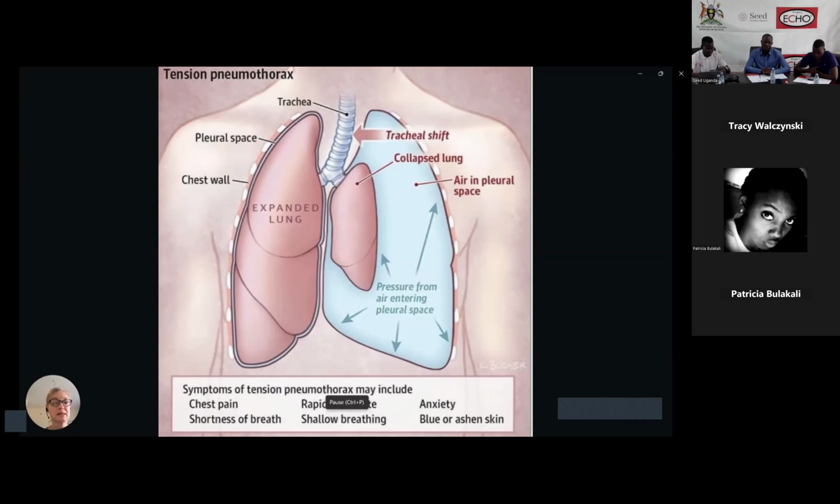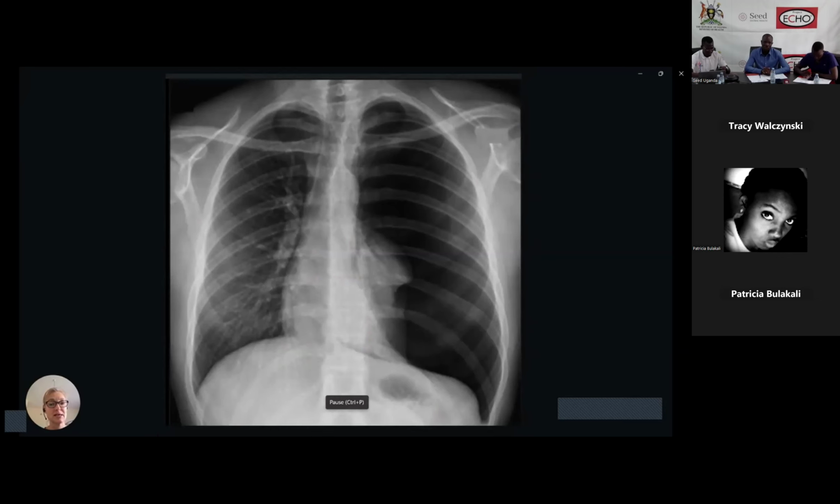You might see something like this on a chest x-ray. So the features here are a shift of the trachea off to the opposite side of the tension pneumothorax. You can see the very prominent right heart border along this whole way. You can see lung markings throughout this side, but no lung markings on this side. It's very dark and hypodense.